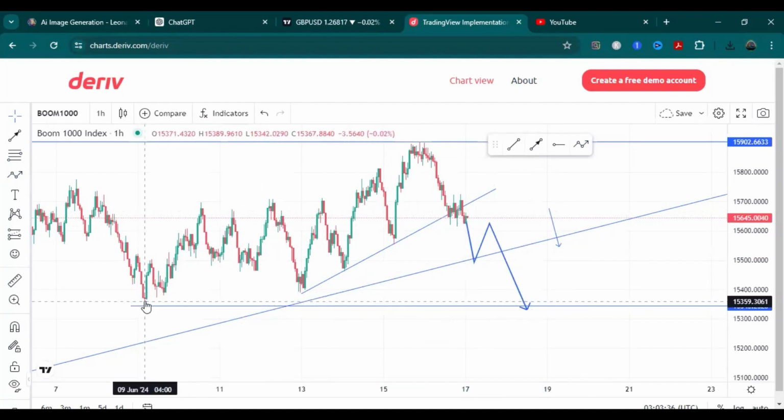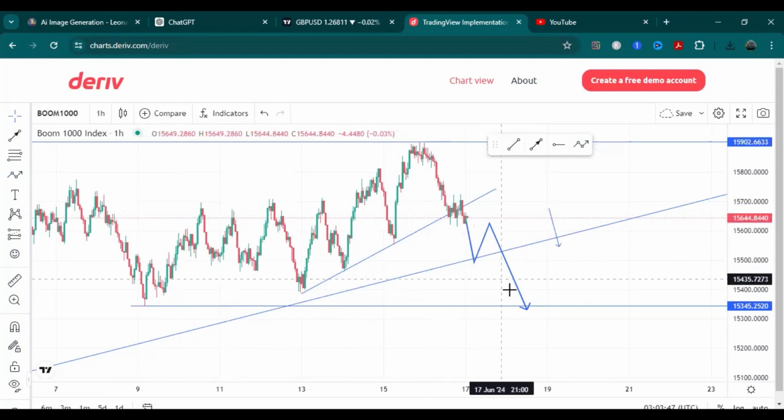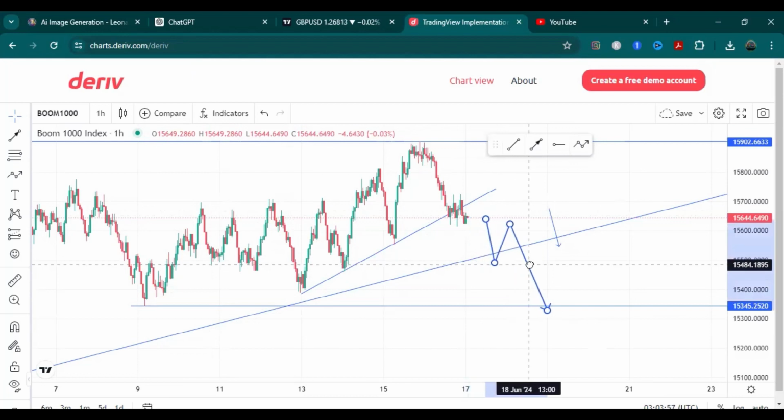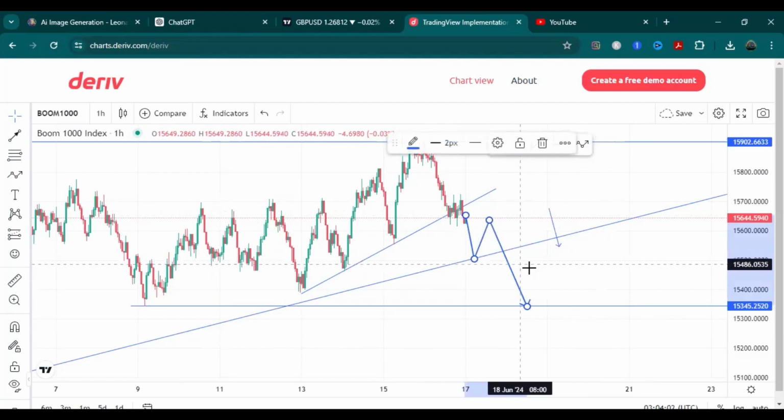touch here since June 9, 2024. There's been a huge move to the upside, and if they come back down here, all right, it's gonna be a huge move again. So this simply means that right now, Boom 1000 might really not be so advisable to go for spikes.